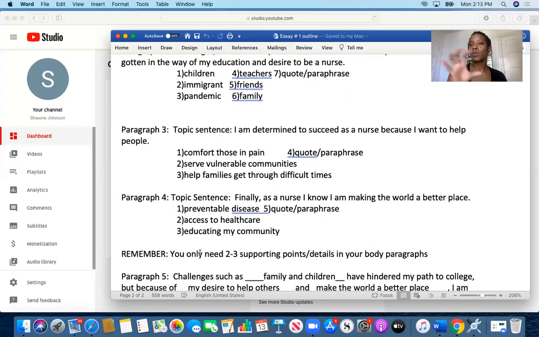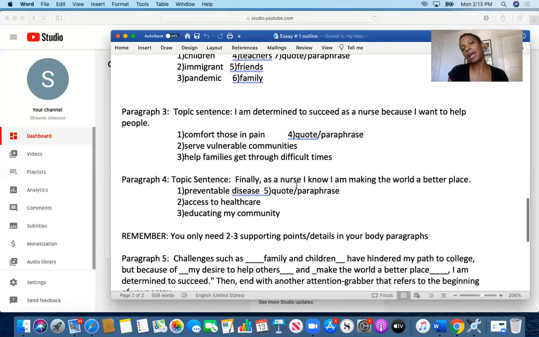Paragraph 4. So how you outline is always a topic sentence that refers back to your thesis, and then you brainstorm how you would support it. So finally, as a nurse, I know I'm making the world a better place. And so maybe I want to talk about preventable disease. I'm helping people get access to healthcare, educating my community, whatever it may be. And then I can always use a quote.